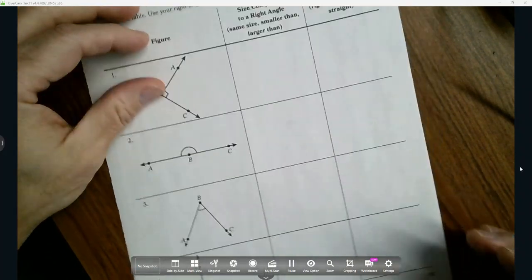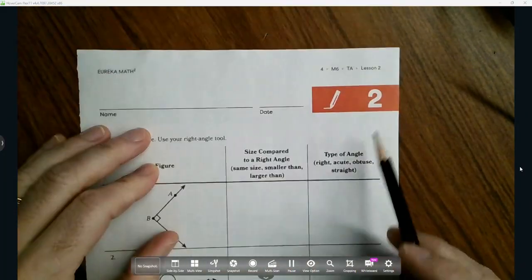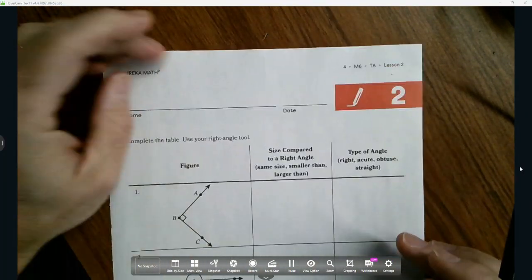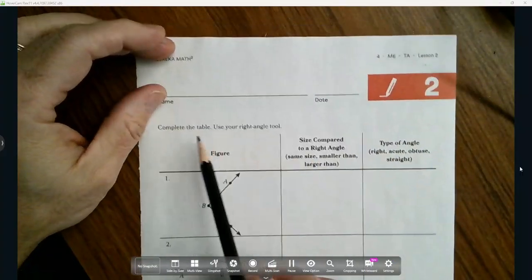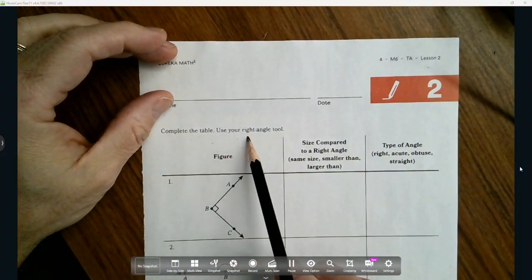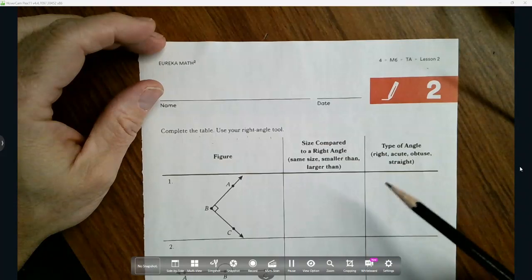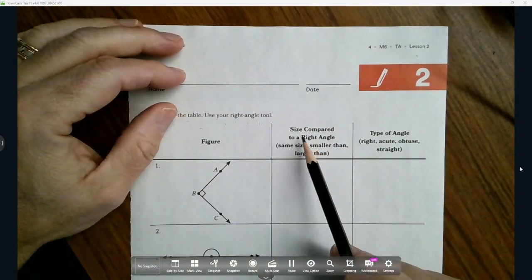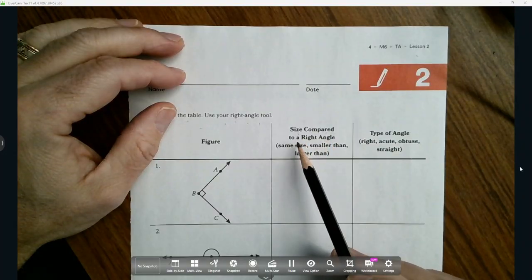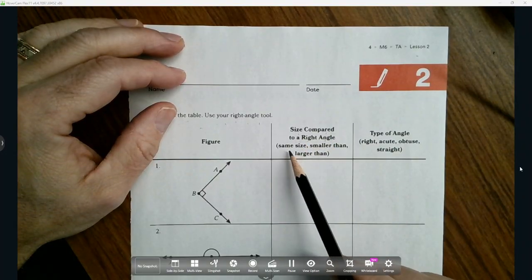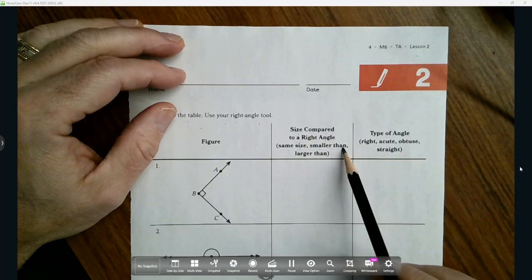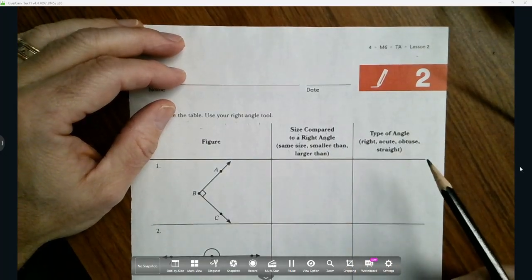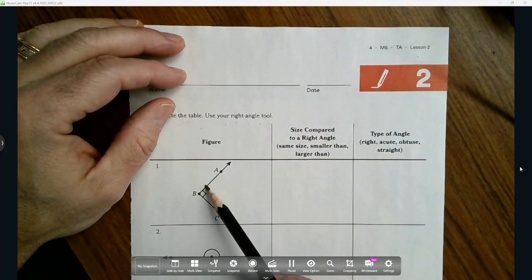We're on page 13. This is lesson 2, homework help, Eureka Math Squared. It says complete the table, use your right angle tool. Well, if you don't have a right angle tool, we're going to talk about how to get around that. It says size compared to a right angle. Same size, smaller than, larger than. So the angle is marked here.